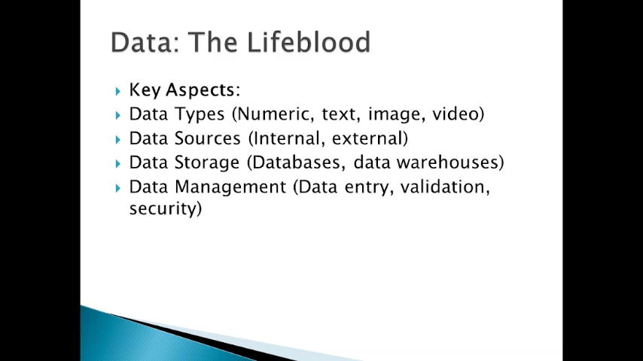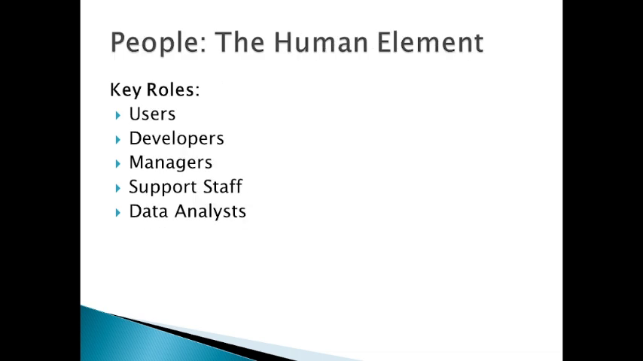The fourth component is people. That is the human element. People are individuals who interact with the information system. They are the most crucial component, as even the best hardware and software are useless without skilled and knowledgeable people to use them.